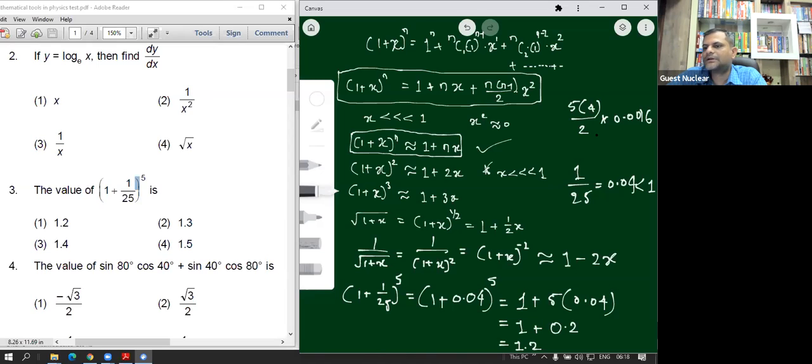So if we square this 0.04, we get 0.0016. And if we cancel this out, 2 ones are 2, 2 twos are 4, and 5 fours are 20, 10 multiplied by 0.0016 comes out to be 0.016, and hence it can be written as 1.216. Actually this is going to be the accurate answer, but we don't want that much accuracy. We want this 1.2 only as the final correct answer.